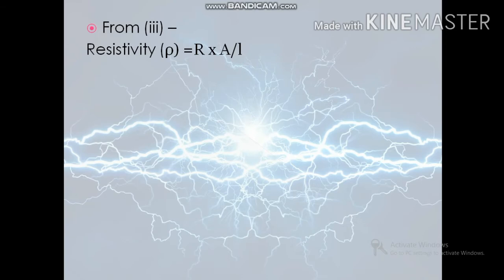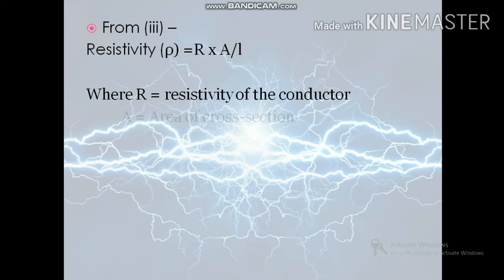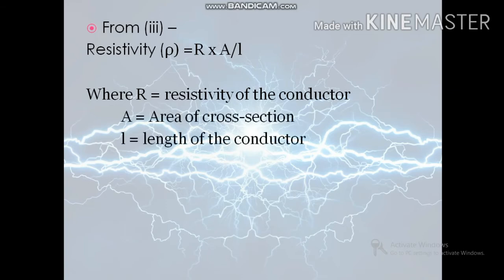So if we rearrange equation 3, then we will get resistivity rho equal to R into A divided by L, where R is the resistance of the conductor, A is the area of cross section, and L is the length of the conductor. So this formula is used for calculating the resistivity of the material of a conductor, and it should be memorized because it will be used to solve numerical problems.